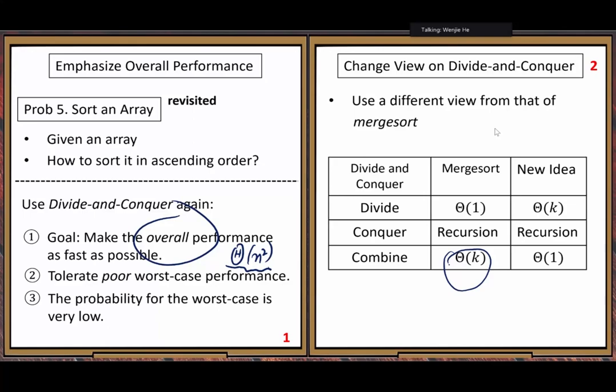With that special property, we can combine our data with the minimum cost. Big theta of 1, that's the minimum cost, right? So that's our new idea, completely different from the old idea. So then we can expect a different result. Next, details. We want to see what details we need to do in these two steps.